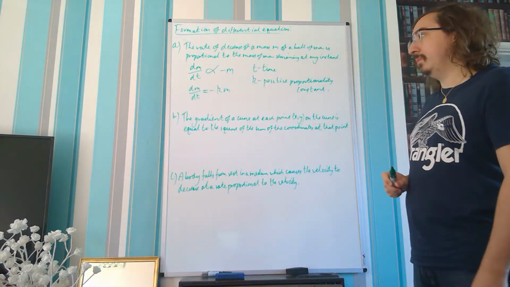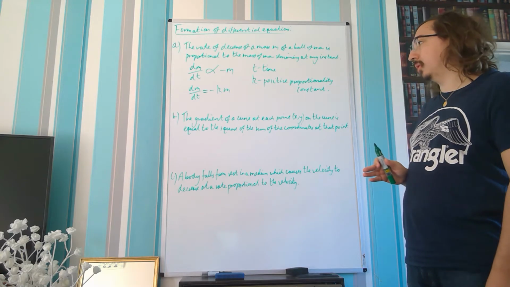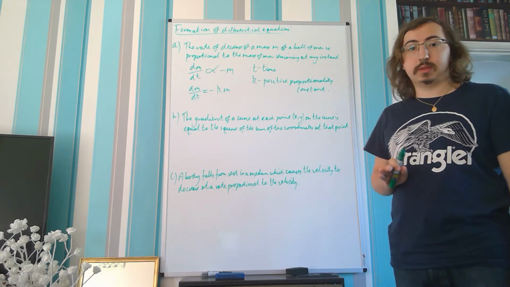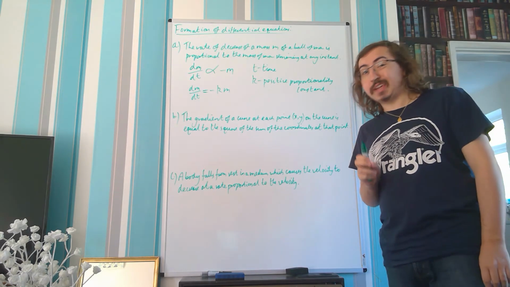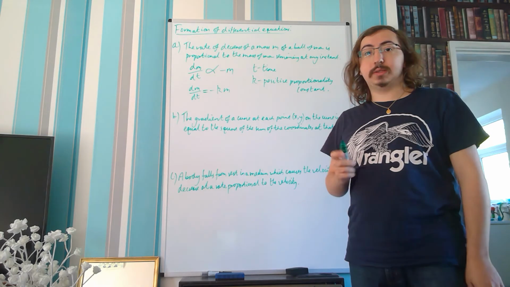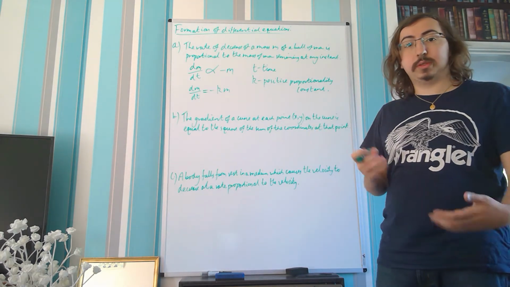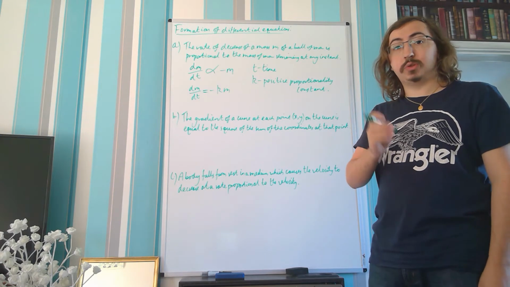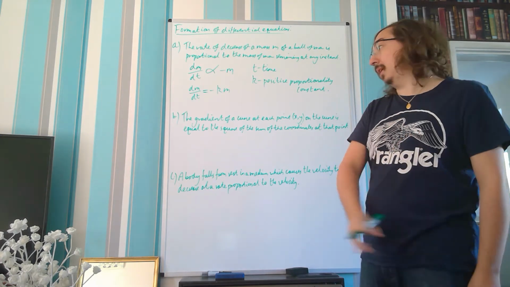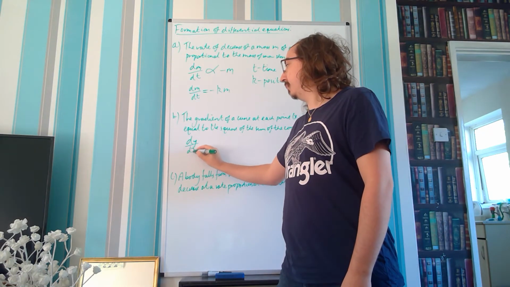So for part B, we've got the gradient of a curve at each point xy on the curve is equal to the square of the sum of the coordinates at that point. This one's actually quite a nice one. Our first keyword is gradient, and we're talking about gradients of curves. We're given the points in terms of x and y, so you should be thinking gradient, differential, specifically dy by dx. And indeed, that is our differential.